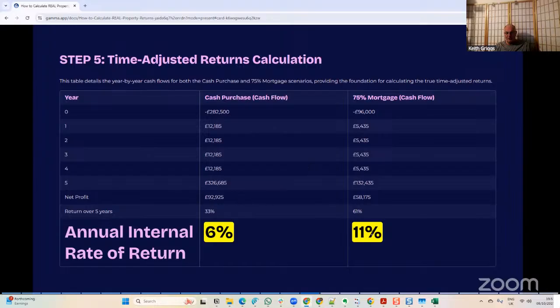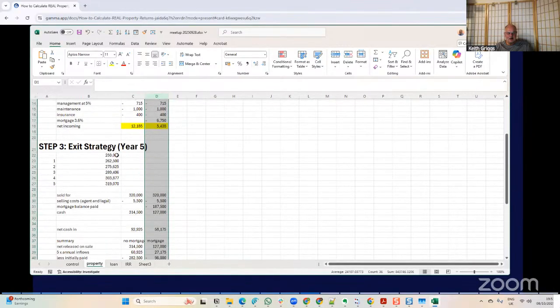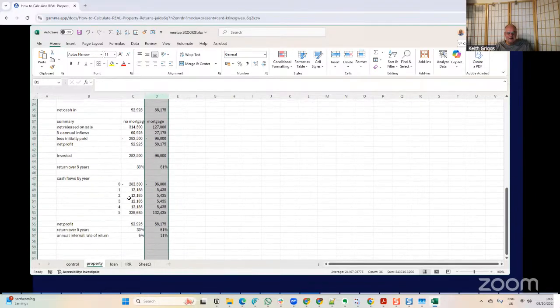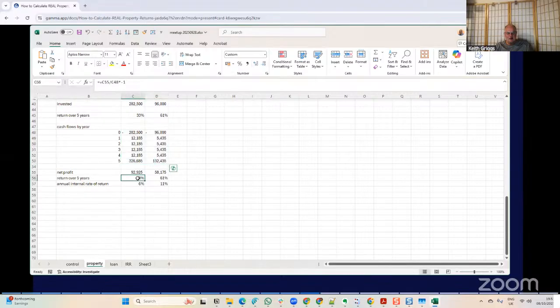And this shows that the annual internal rate of return of getting a mortgage is 11%. And in case you're wondering how I calculated that, I can show you on a spreadsheet, one I prepared earlier. So these are all the same figures I showed you earlier. This first column is obviously buy outright. This is using a mortgage. These are the cash flows, annual. These are the selling. So these are the same. These are the cash flows. So this is the crucial formula.